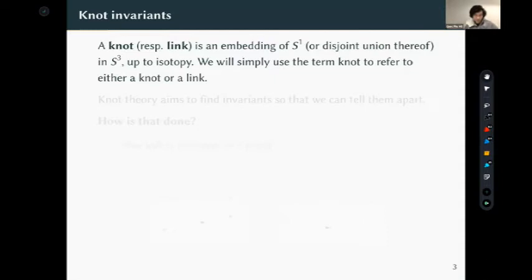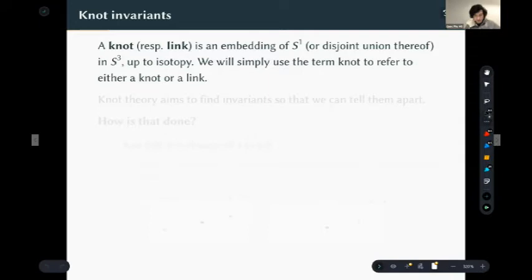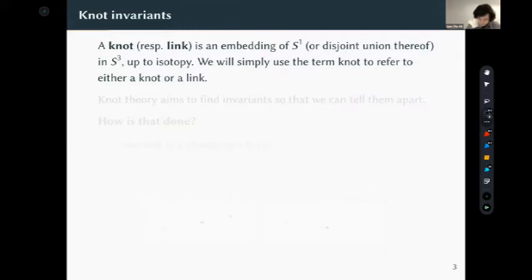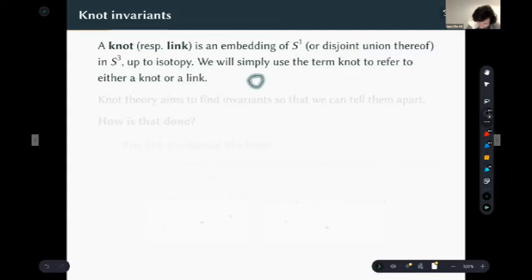Okay, a knot. Because this is an algebraic geometry seminar, let me start with the simplest definition of a knot invariant. So a knot or a link is an embedding of a circle or a disjoint union of circles into the three-dimensional sphere up to isotopy. So the picture will look like this. You have a circle, and it can be linked together in an interesting way, right?